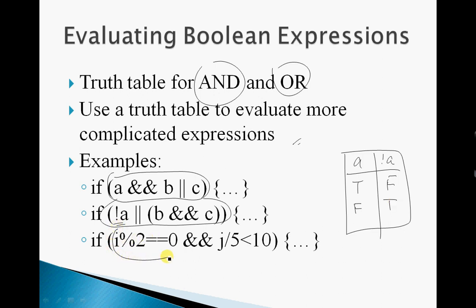Of course, in this case, there are only two operands here, right? So this returns true or false depending on whether i is even or odd. If i is an even number, an even number mod 2 will give you no remainder. So this expression is true if i is even. Otherwise, the expression will be false if i is odd. In this one, j divided by 5 is more than 10.